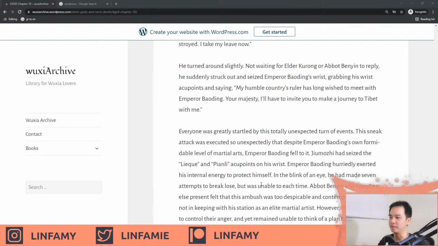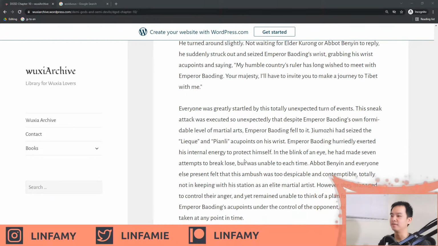Everyone was greatly startled by this totally unexpected turn of events. This sneak attack was executed so unexpectedly that despite Emperor Baoding's own formidable level of martial arts, Emperor Baoding fell to it. Jiumozu had seized the Li Chi and Pian Li acupoints on his wrist. Emperor Baoding hurriedly exerted his internal energy to protect himself. In the blink of an eye, he had made 7 attempts to break loose, but was unable to each time.